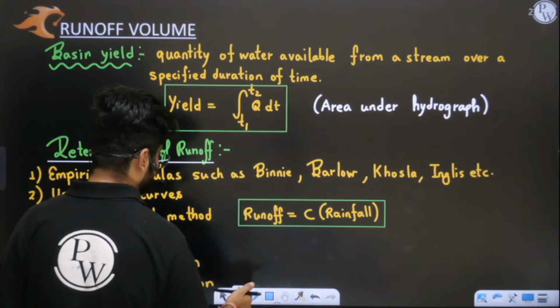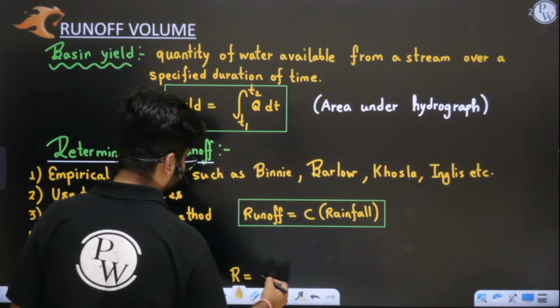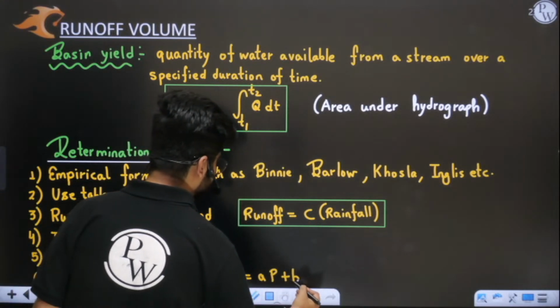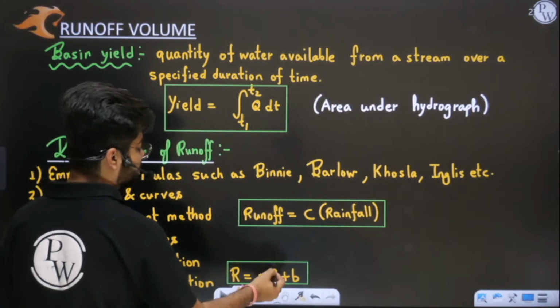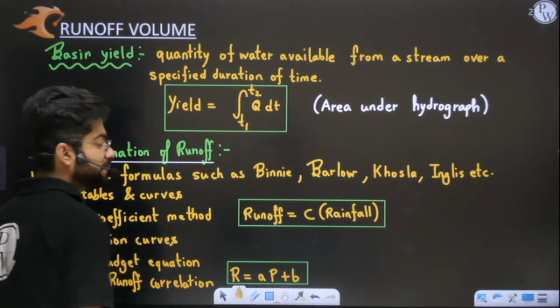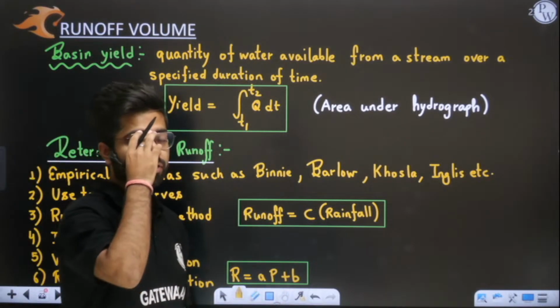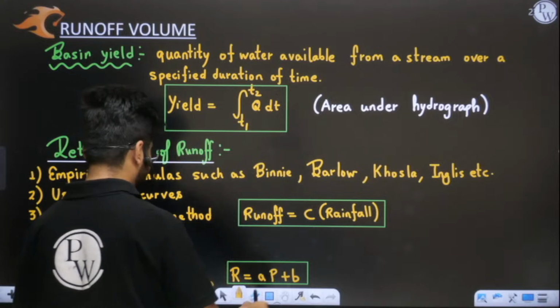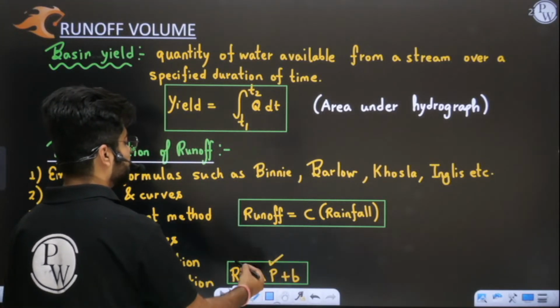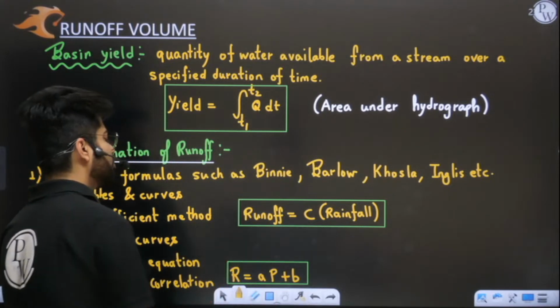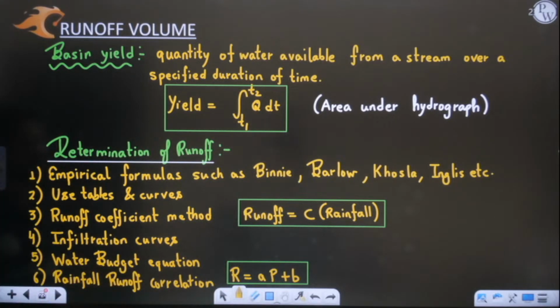If you want to find runoff, you can put the value of P in this equation. Simply put the value of precipitation. Find the constants A and B from the data which you have, then put A and B here, then put the value of precipitation and simply find runoff. Not so important, but this question has been asked once in mains.